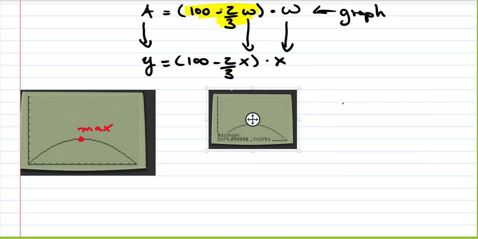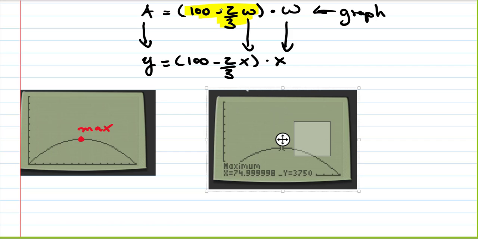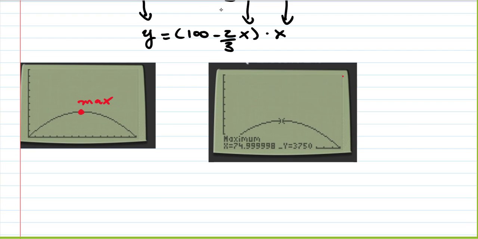So now our calculator has actually found our maximum, and it gives us our x and our y. And notice for our x, we have 74.99999. We should just round that to x is 75, and our y is 3750. So now we go back up here.